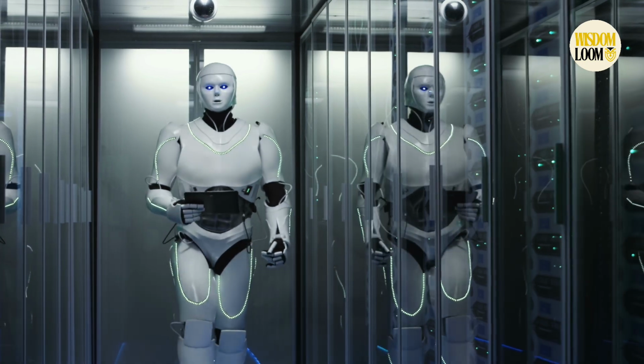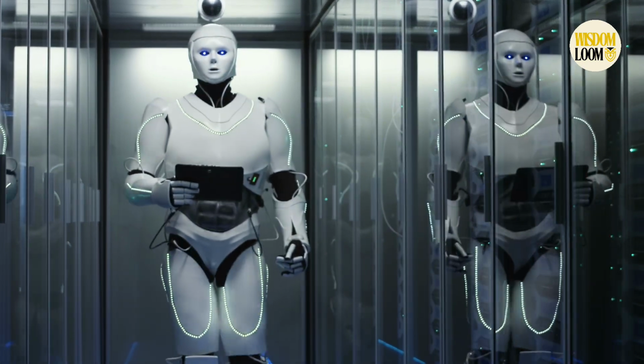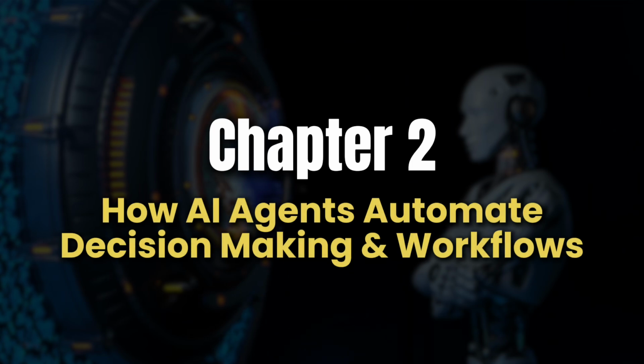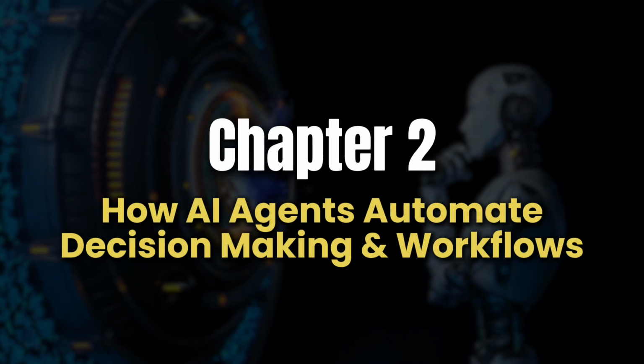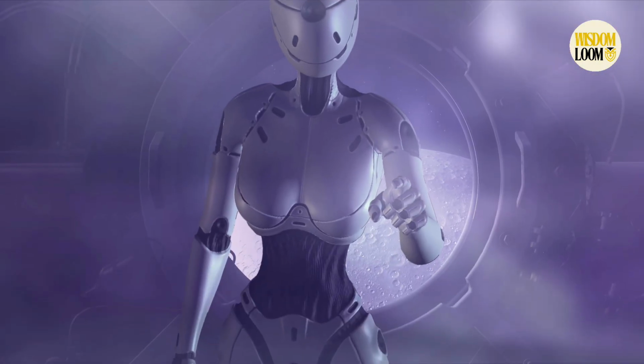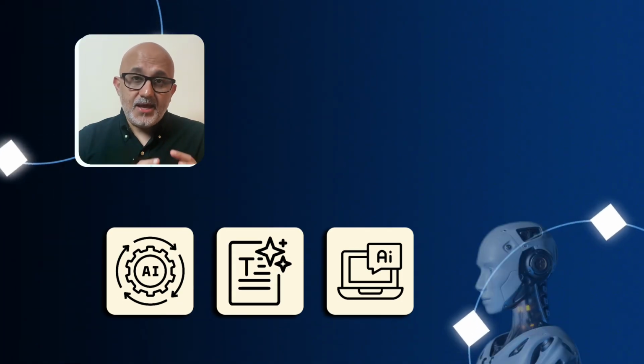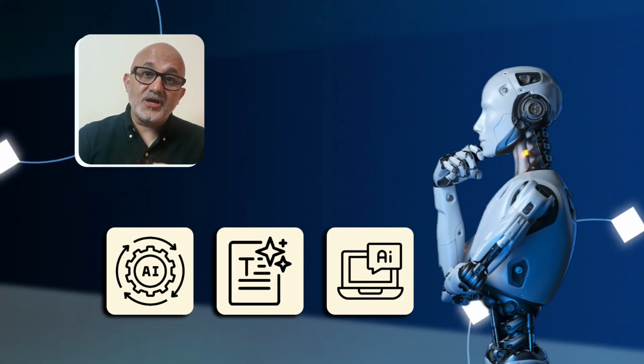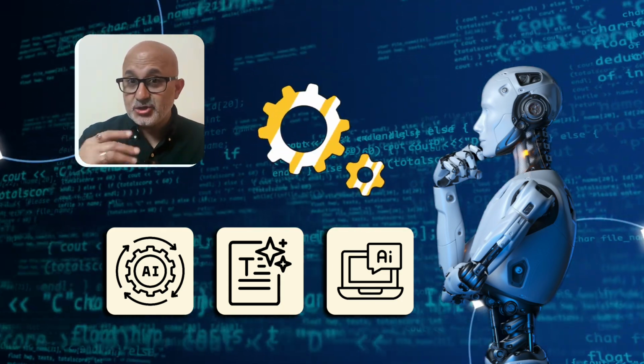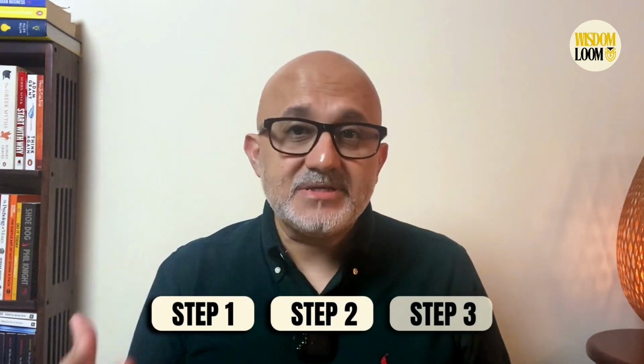So now you can understand how AI agents are built and the frameworks that power them. Let's also see how they actually function in real world tasks. Chapter 2: How AI agents automate decision making and workflows. Now that we know how AI agents are structured, let's see how they handle complex decision making and workflows. Unlike traditional AIs, AI agents don't just stop after giving you information, they actually take action. And here's how it works in 3 simple steps.